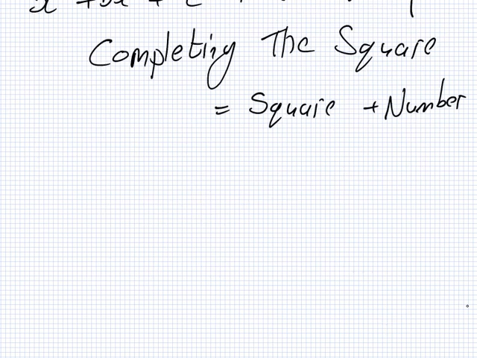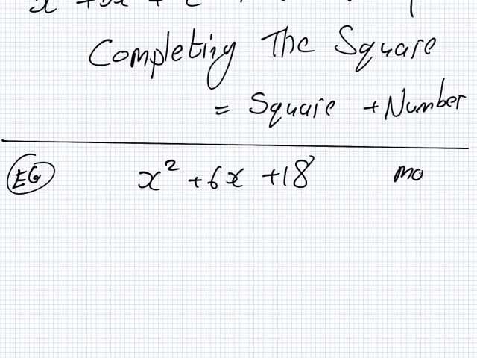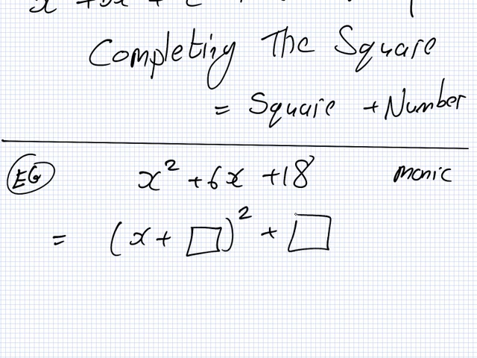Okay. Right. So here's our first example of how to do this. We have x squared plus 6x plus 18. Again, we'll start with an easy example where it's monic. These are easier ones to do. So we're looking for x plus some number squared plus another number. Not too difficult to do. What you do is you take this number and you put half of it in here. So that's a 3.